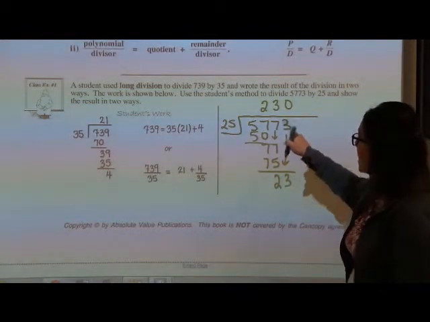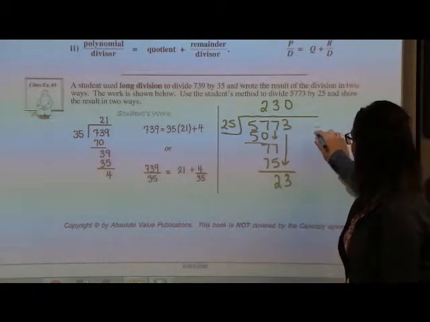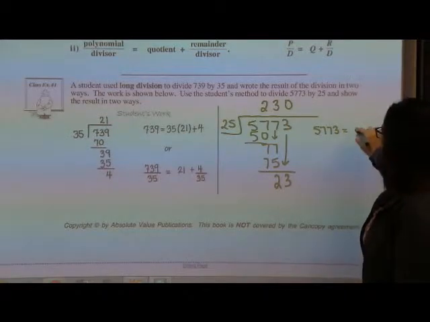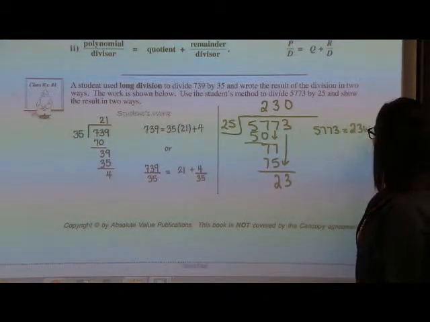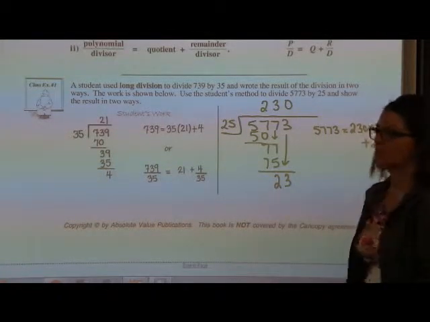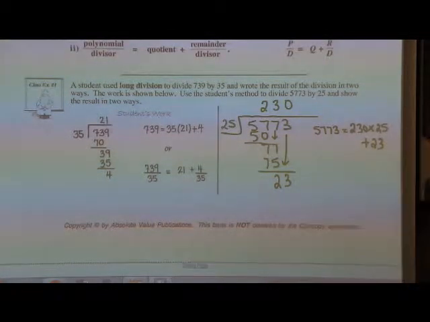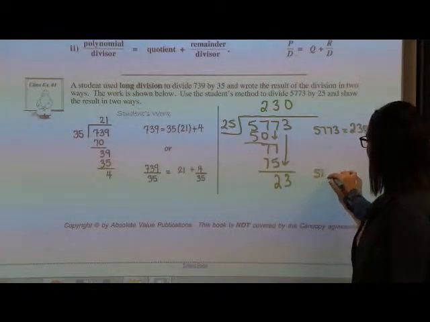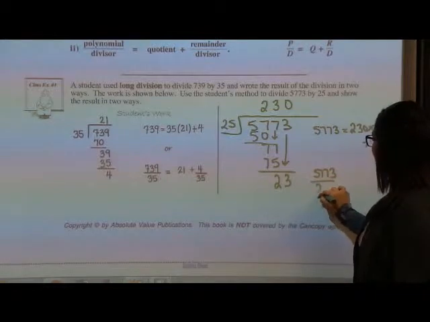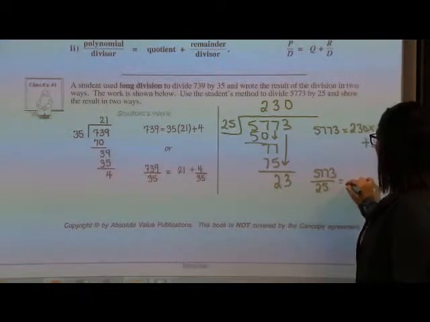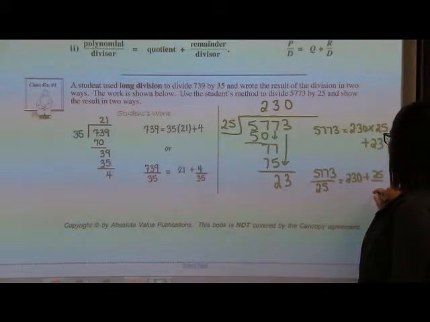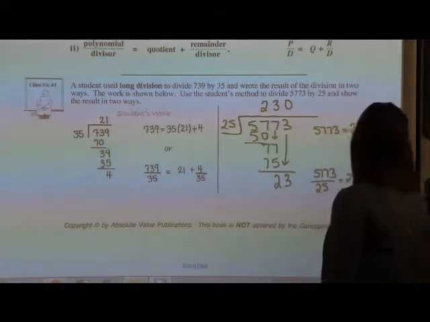So then if I wrote this result, 5,773 is equal to 230 times 25 plus 23. Or the other way that I can write it is 5,773 divided by 25 will equal 230 plus 23 25ths.